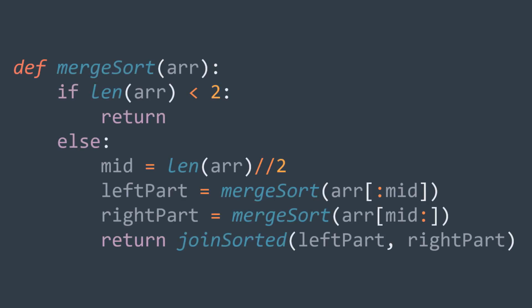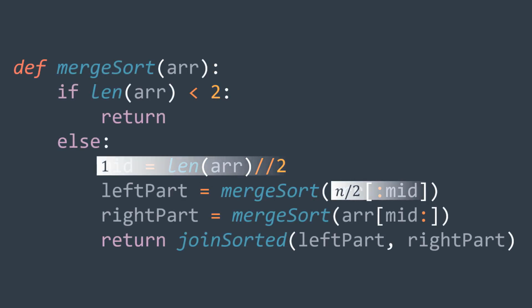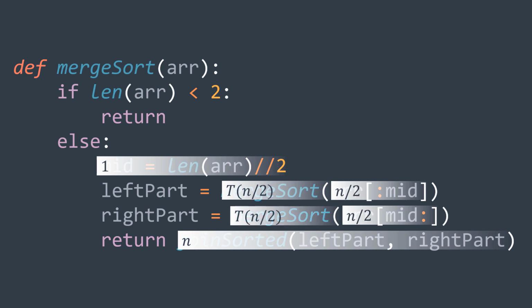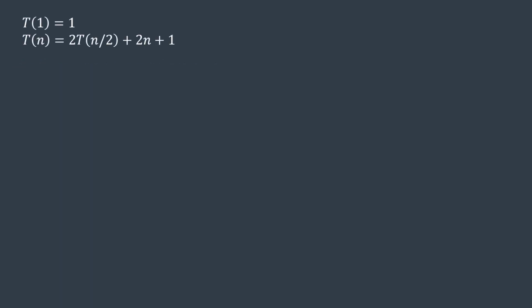And in the recursive case, we have calculating mid-index, one operation, creating the left part, n by 2 operations, creating the right part, n by 2 operations, merging the sorted parts, n operations, calling the function with the left part that has n by 2 elements, T of n by 2, and calling the function with the right part that has n by 2 elements, T of n by 2. So we write that T of n is equal to 2 times T of n by 2 plus 2n plus 1. But we can simplify 2n plus 1 to n.